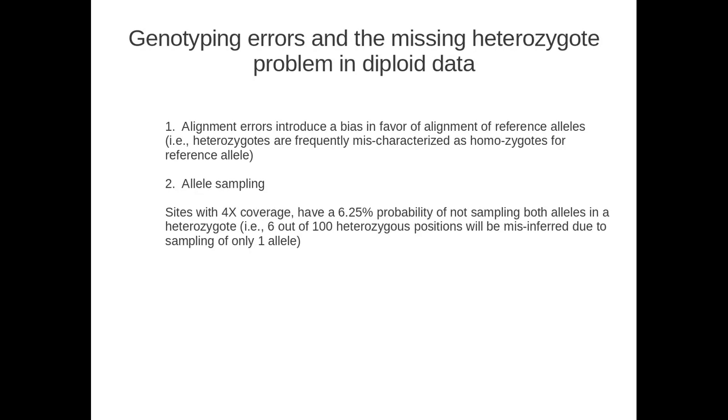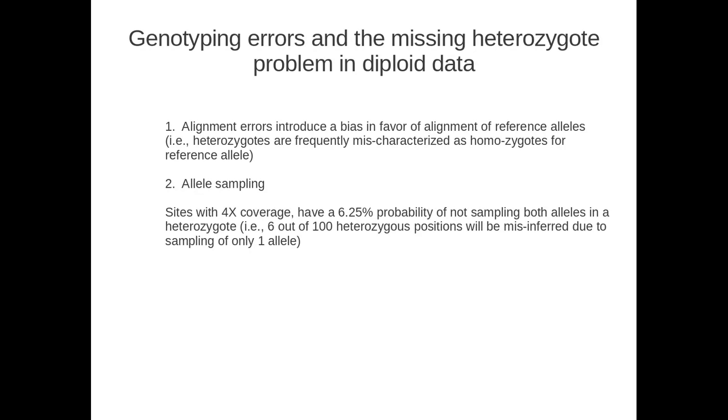I hope that's clear. But then we have a second problem, which is allele sampling. Remember that humans are diploid, and at heterozygous sites, if you have low coverage, imagine in the extreme case you have only 1x at a site. That's one read. So you're only going to be sequencing one allele. You cannot sequence the other parental allele, correct? So in that event, you would be unable to distinguish a homozygote from a heterozygote.